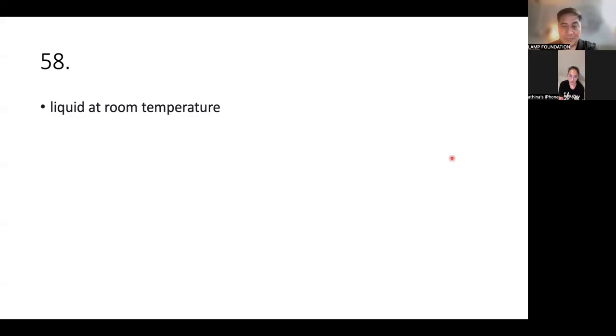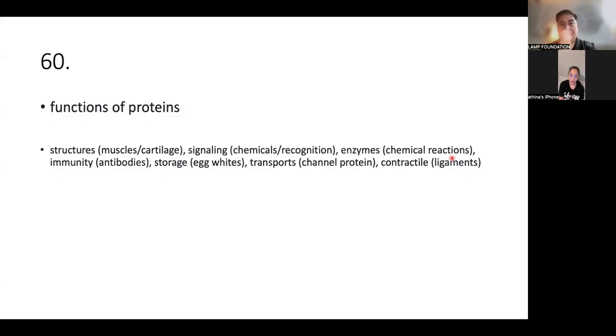These are fats that are liquid at room temperature. They are unsaturated fats. What are called the building blocks of proteins? They are the amino acids. Functions of proteins. The functions of proteins are for structures, signaling, enzyme reactions, immunity, storage, transports, and contractile functions. So if you want to have a good immune system, you should have more proteins, not starch or carbohydrates.